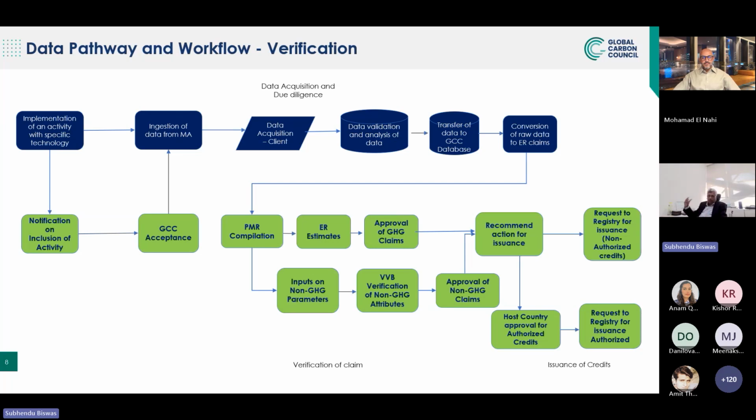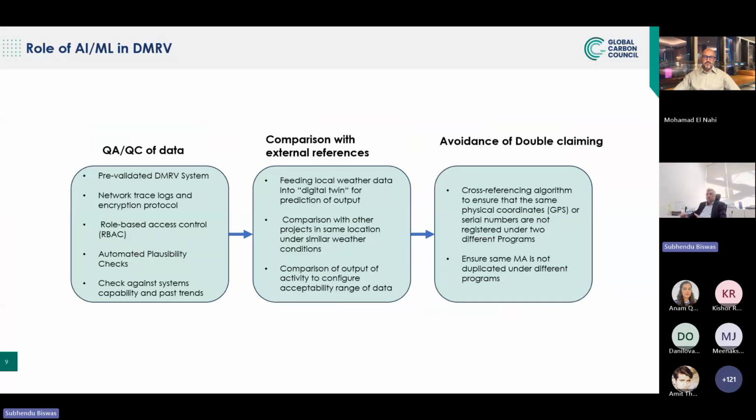That is where our carbon market infrastructure comes in. The carbon market infrastructure is going to liaise with the country. The country is the one who decides whether to give an authorized credit, and they can give the permission to issue authorized credit. Finally, there are two more things. One is obviously what does AI and ML do in this DMRV system? There are three places where they act.